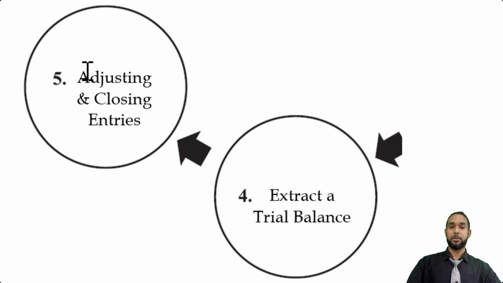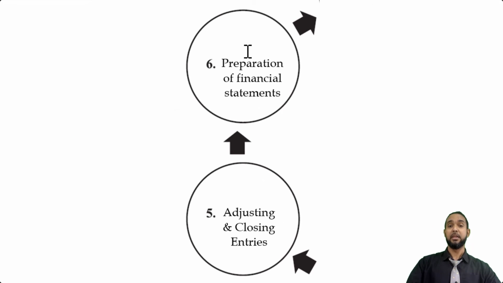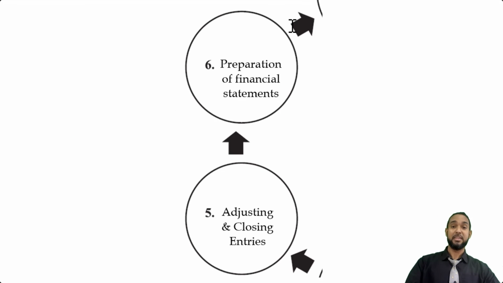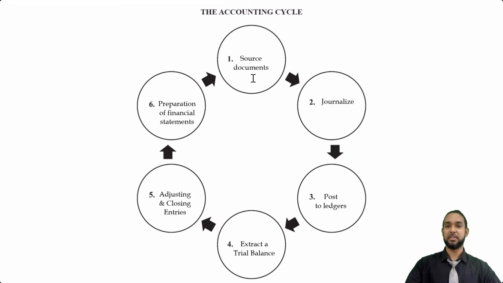After that, we have our adjusting and closing entries. Adjusting entries are things like accruals and prepayments, provision for bad debts, provision for depreciation. The closing entries are sending revenues, expenses, all those temporary or nominal account balances to the income statement. And of course, finally, preparation of financial statements, and the cycle continues. Hence, it's called a cycle. Okay, so that's it for this question.